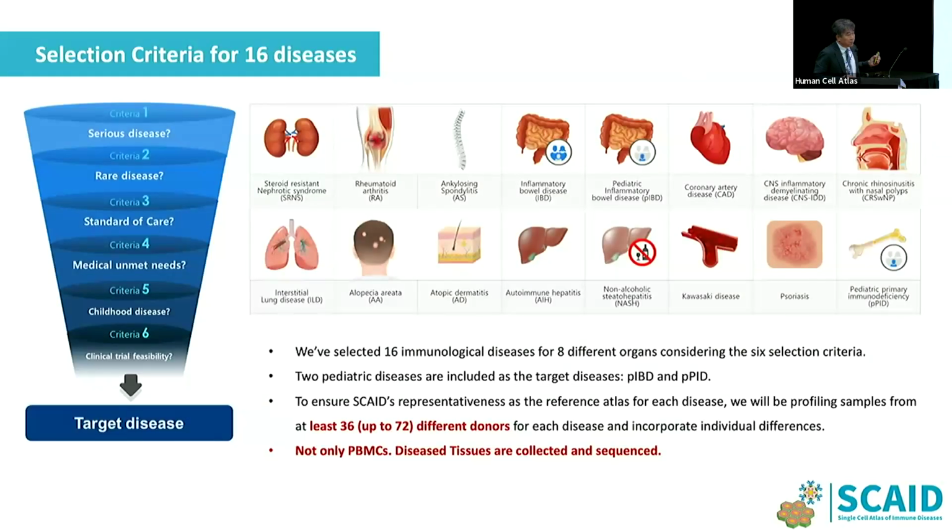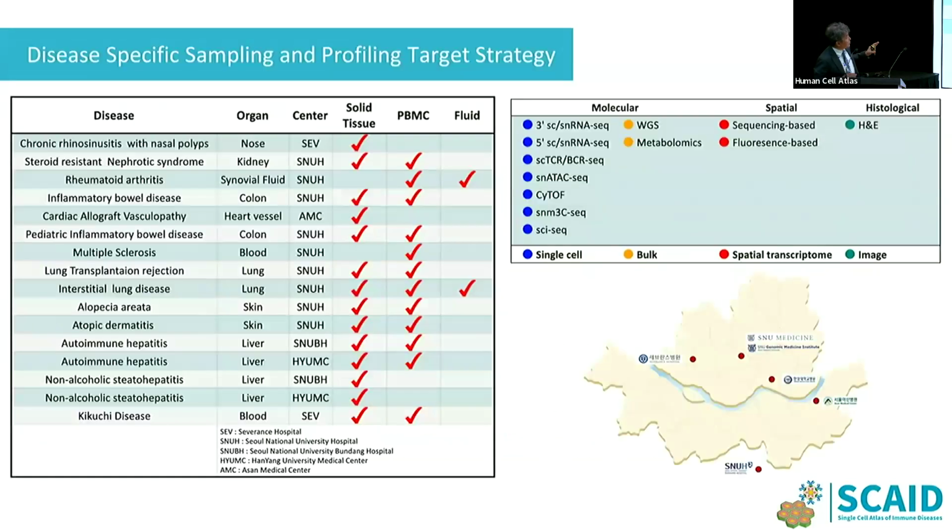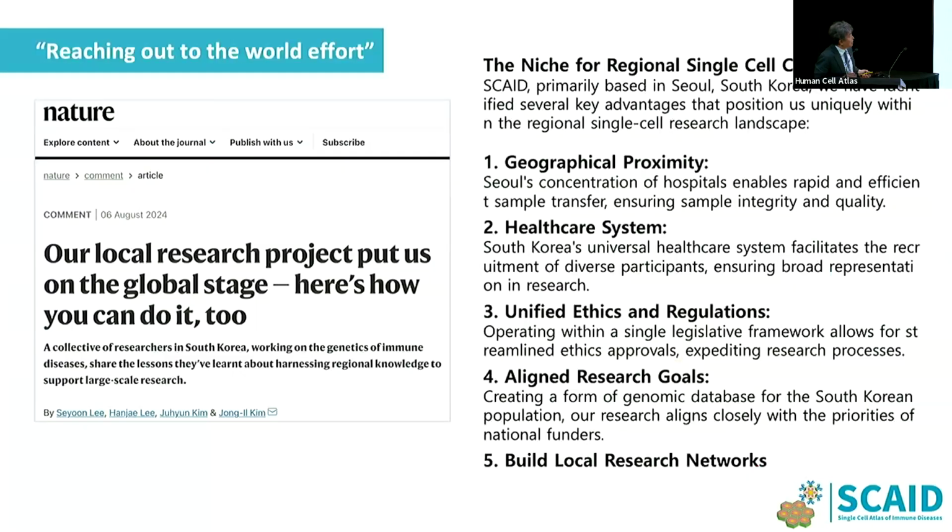So this is the initial list of the 16 diseases, our target diseases, and the selection criteria. And this is the scheme for sampling and profiling. And the map is for the geographic advantage of our project. So last year we published a short comment in Nature for this kind of small regional consortium.